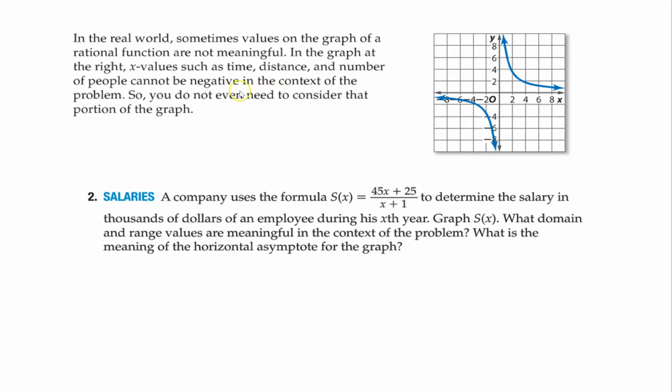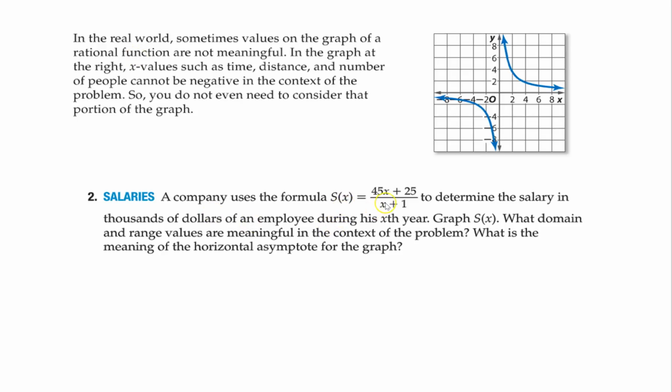Now let's look at this application problem. This stuff comes up in real life. As always, keep in mind when they ask, what part of it do you use? What domain values work? Real life problem, positive values. We're not going to use negative values. We're not going to have negative sales or negative something. So there's a problem here.